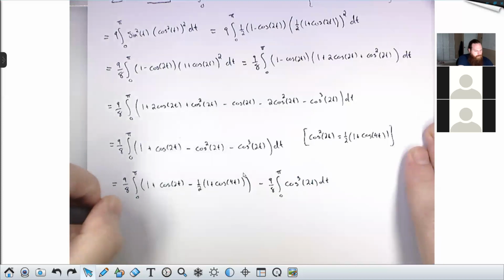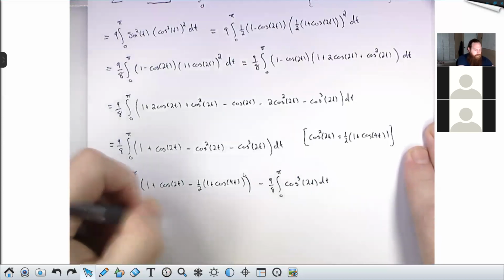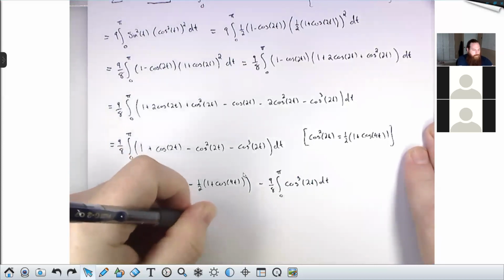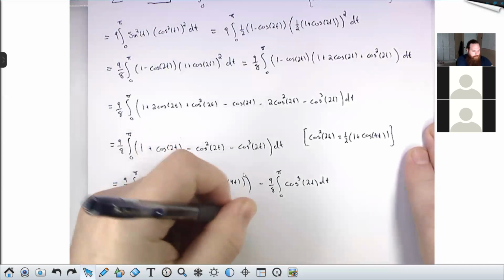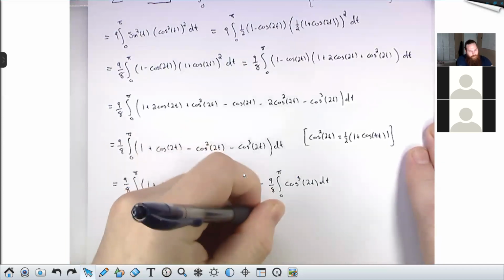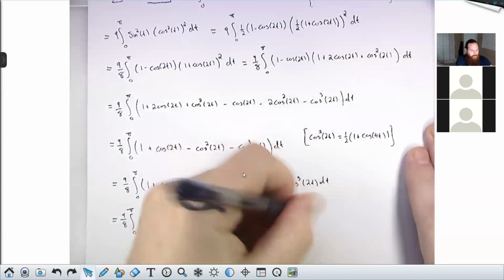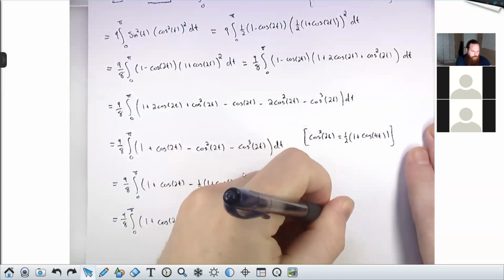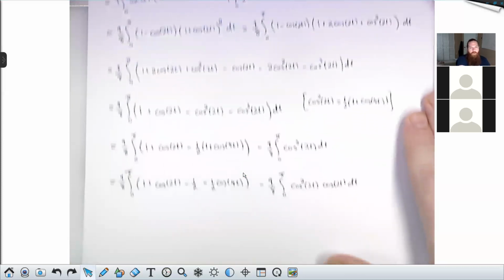So from here, when I distribute this 1/2, I'll have 1 plus the cosine of 2t minus 1/2 minus 1/2 cos 4t. And this one right here, I'm going to rewrite thinking about u sub as cos squared 2t times cos 2t. And then to this piece, I'm going to apply a Pythagorean identity.